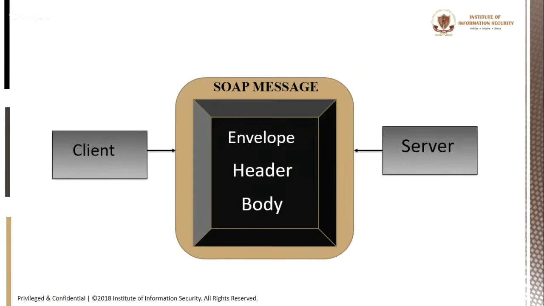See, SOAP message: here's a client, which is the service requester, the server, and the SOAP message. A SOAP message contains an envelope, header, and body. The envelope is the root element, the main element, which contains the header and body. It is the first element in the SOAP message.